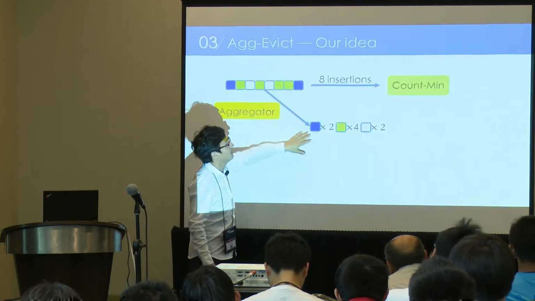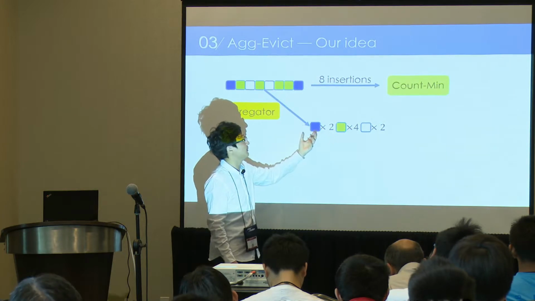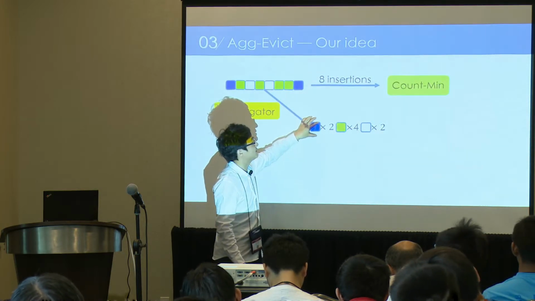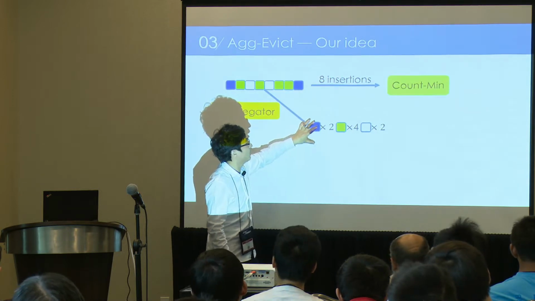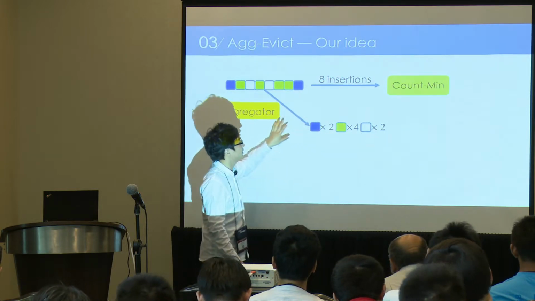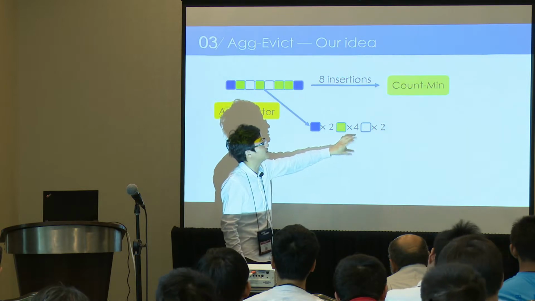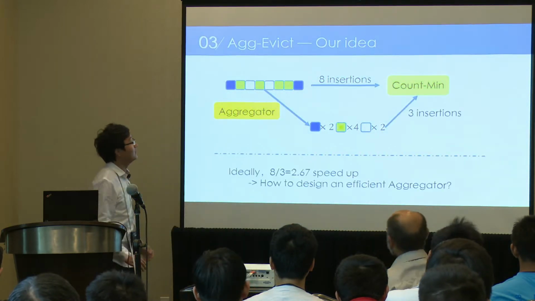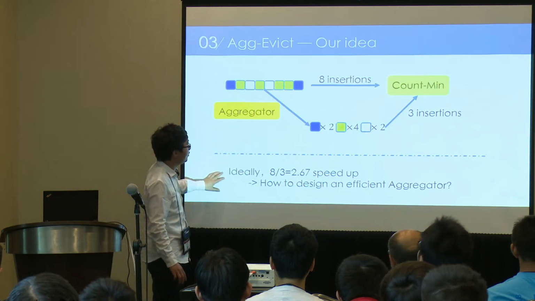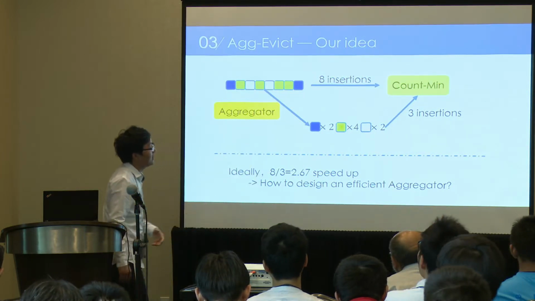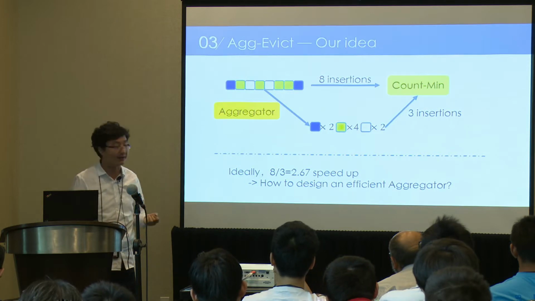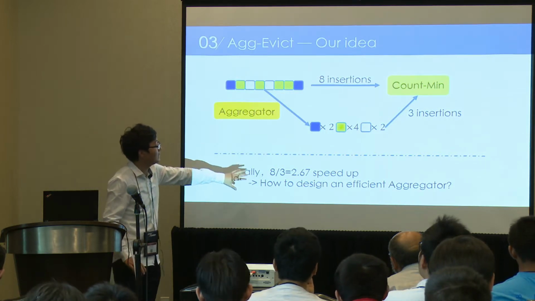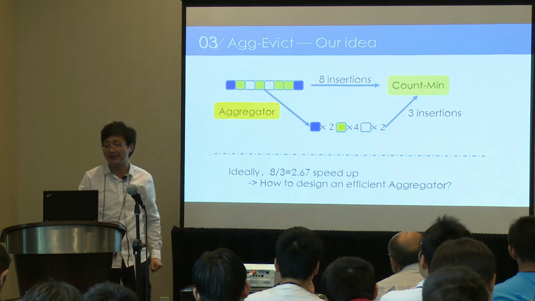If we aggregate them in advance, suppose the blue ones appear twice, we can just insert these 3 atoms with only 3 insertions. In this way, ideally, we can achieve a 2.67 times speedup. But the problem is how to design an efficient aggregator.